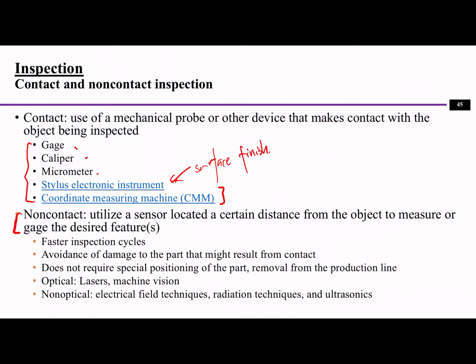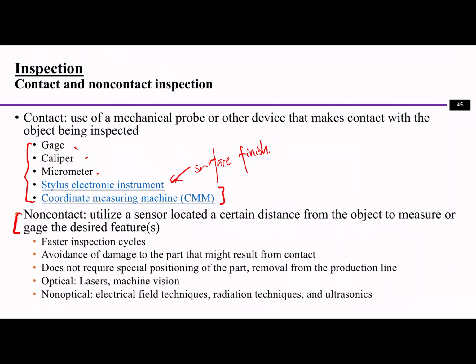Non-contact tool means we use a sensor located at a certain distance from the object. We do not touch the parts to measure or gauge the desired feature. Well, non-contact inspection is usually faster. For example, you have a sensor to count how many, a sensor to check the color, and sensors to check all the other different features. All the information can be handled really fast with computers, right?